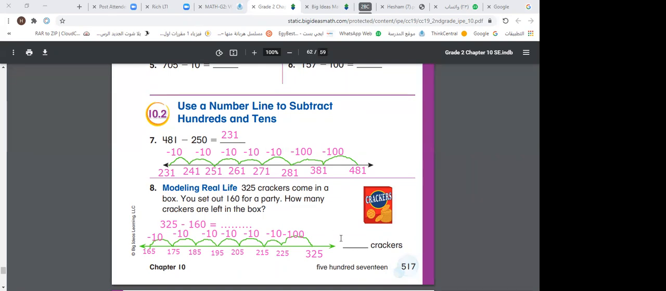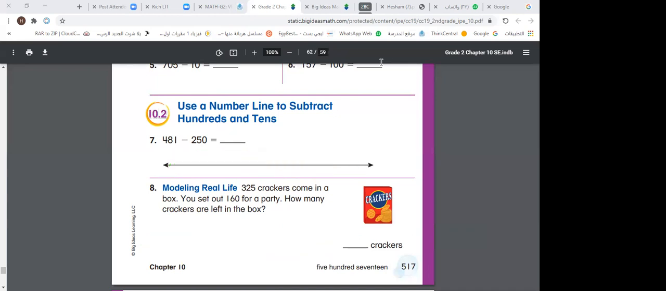Now, grade 2, let's write here in this blank 165. And let's move to the next page to answer the next question. Write it quickly, please. Grade 2, if you don't write it quickly. Now let's move to the next page to answer question number 9.